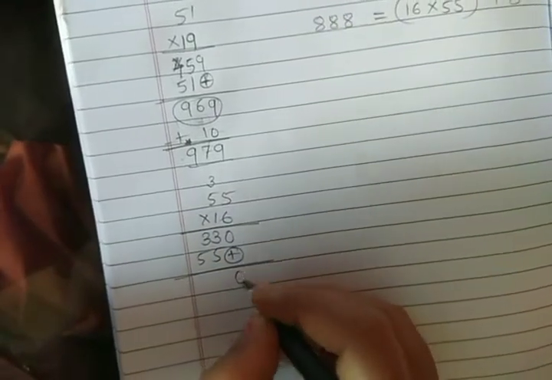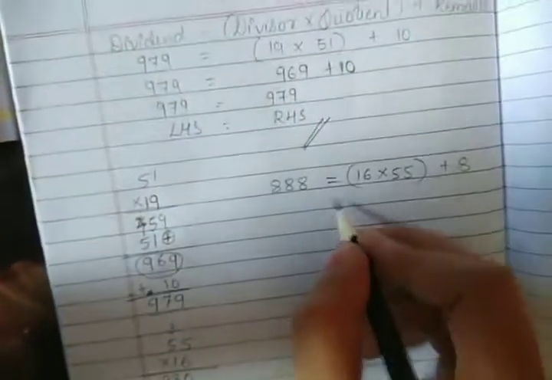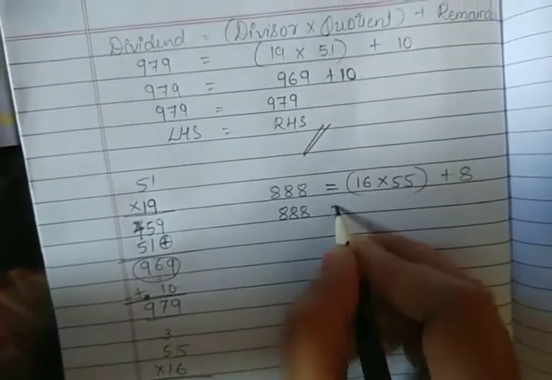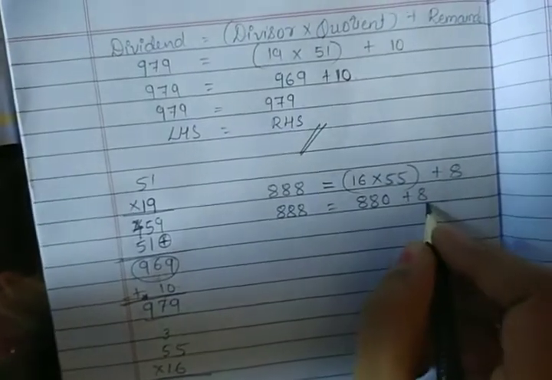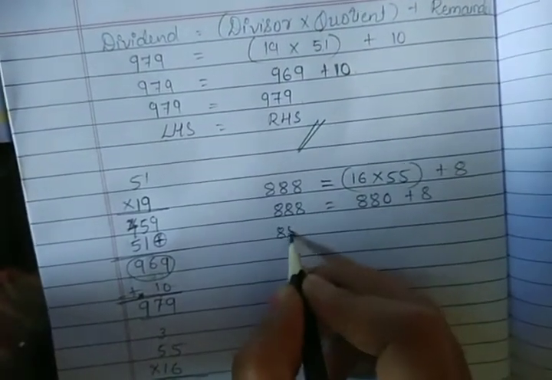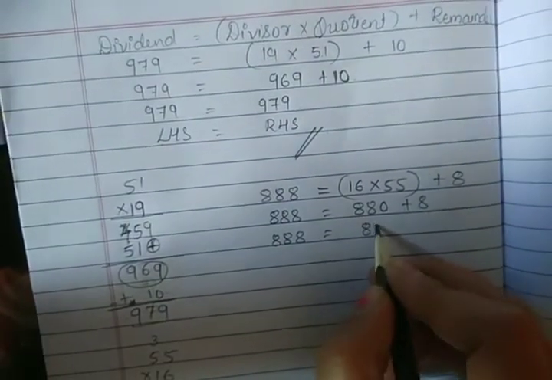Add the numbers. 0 as it is. 3 plus 5 is 8. Again 3 plus 5 is 8. That is 888, which is equal to 880 plus this 8. We need to add now. 880 plus 8 is 888.